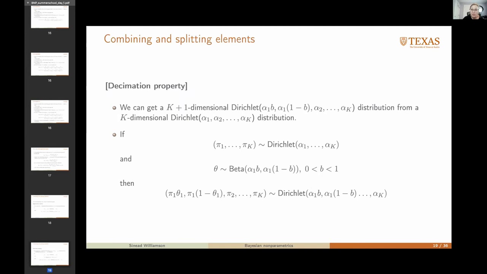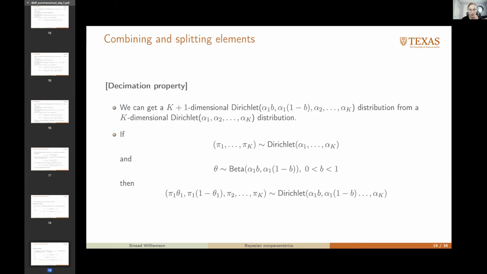And then the second property is going to be the opposite. Right? So the agglomeration said we can take a k-dimensional probability vector and squish elements together and still have a Dirichlet distribution. It makes sense that we can do the opposite. We can take a short probability vector and separate the components out so that we have something longer. Now this is a little trickier because there's only one way you can add two numbers together. But once you've got that number, there are infinitely many ways you can split it in two. So the way this is going to work is, let's say I have a k-dimensional probability vector and I want to split the first element in two.